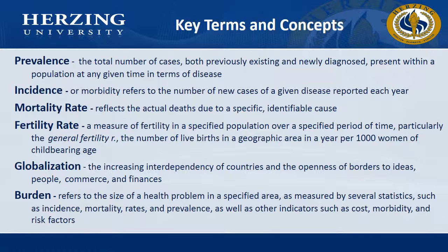Fertility rate, a measure of fertility in a specified population over a specified period of time, particularly the general fertility rate, which is the number of live births in a geographic area in a year per 1,000 women of childbearing age. Globalization, the increasing interdependency of countries and the openness of borders to ideas, people, commerce, and finances. And finally, burden, which refers to the size of a health problem in a specified area, as measured by several statistics, such as incidence, mortality rates, and prevalence, as well as other indicators such as cost, morbidity, and risk factors.